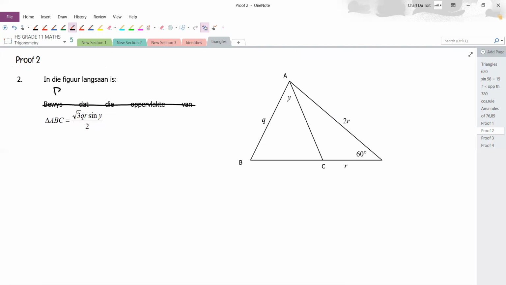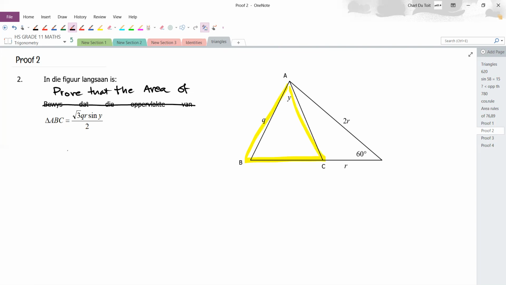I'm just going to translate it. Prove that the area of triangle ABC is equal to root 3 QR sin Y over 2. I'm going to start with this triangle, obviously, ABC. And I'm going to actually just do the area rule there.